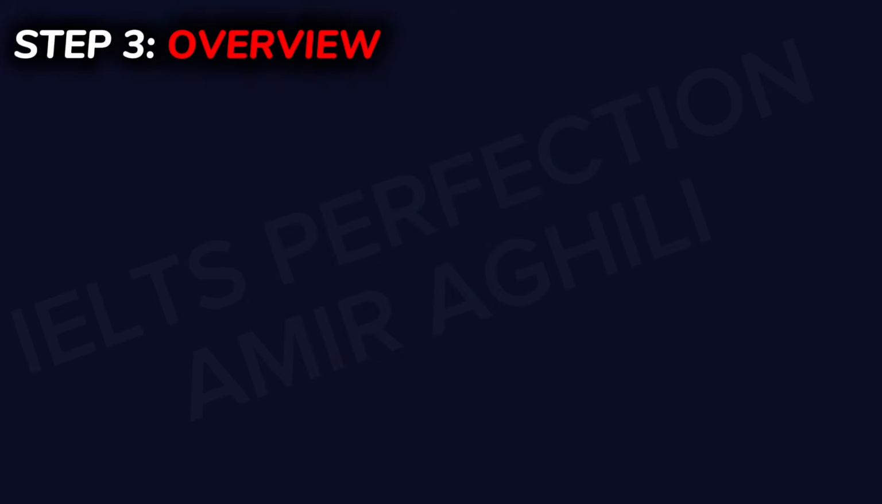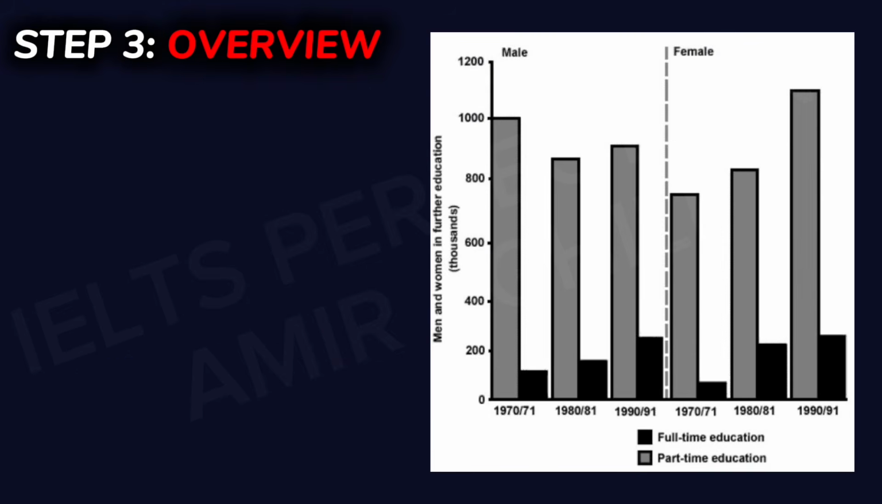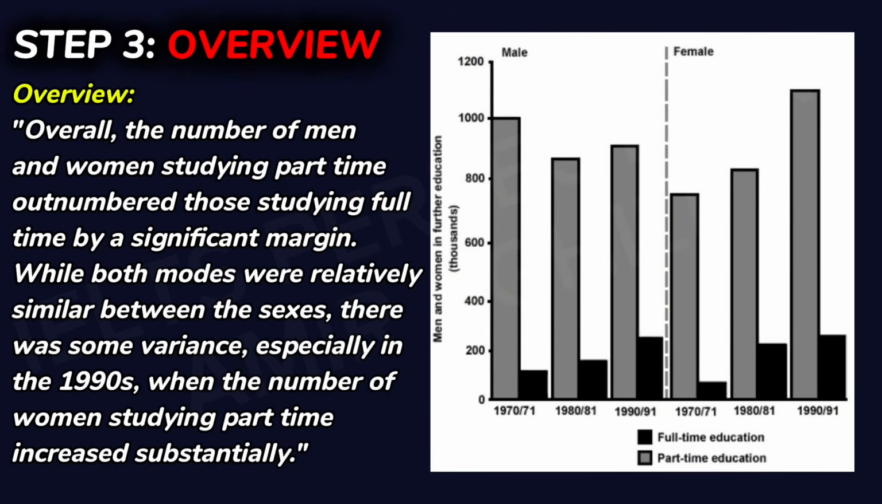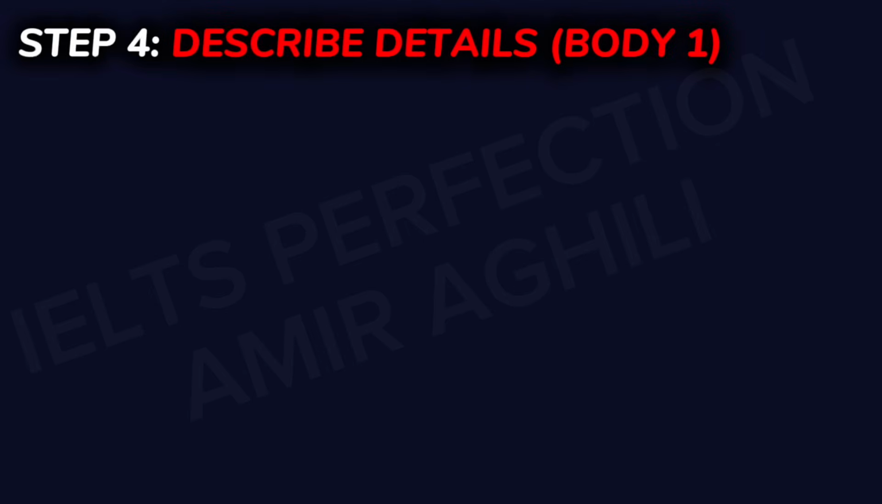The next example is a bar chart showing some information about full-time and part-time education between males and females. Overall, the number of men and women studying part-time outnumbered those studying full-time by a significant margin. While both modes were relatively similar between the sexes, there was some variance, especially in the 1990s, when the number of women studying part-time increased substantially. Piece of cake, right?